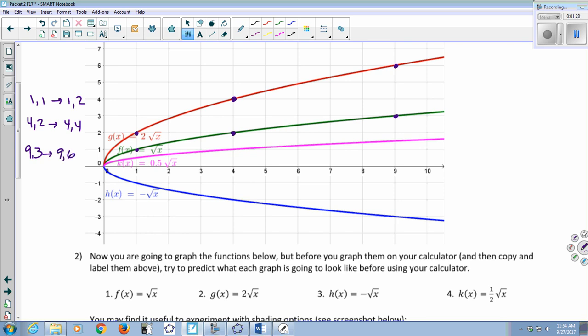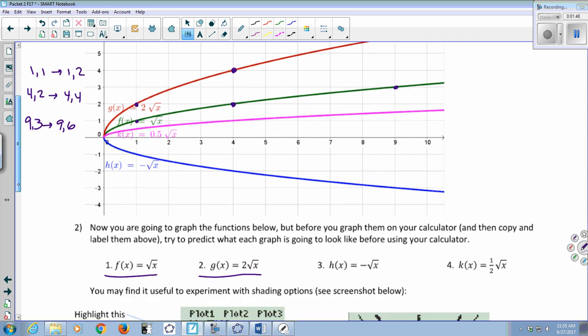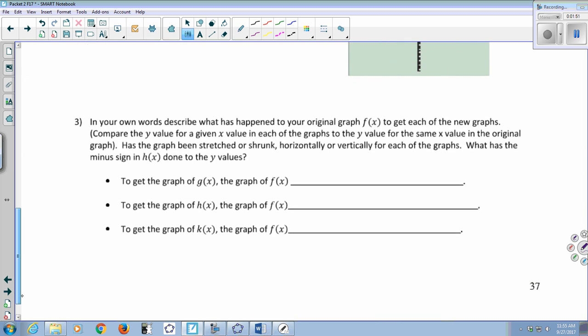So what it looks like is happening is my y coordinates are doubling when I'm looking at f and g. And the formula bears that out, right? So if my g of x is 2 times the square root of x, so I'm doubling the square root, which means my y coordinate is doubling. So to describe this, to get the graph of g from the graph of f, we would take the graph of f and it is stretched vertically times 2, or by a factor of 2.